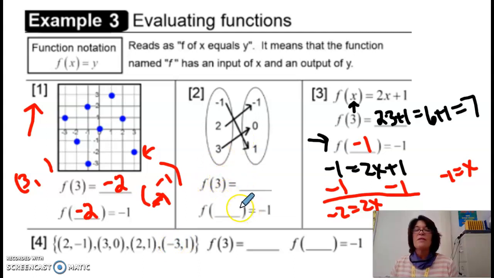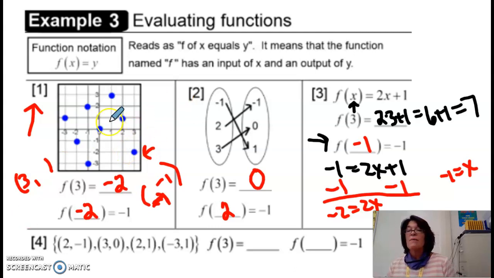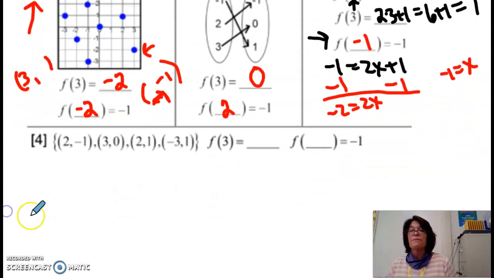Here, f of 3 means when x is 3, what's y? Well, I can see it's 0, okay? And here saying when y is -1, what's the x that goes with it? Well, that would be 2. f of 2 is -1. Okay, so with mappings, it's not too bad to see. We're used to this. We rarely do this, but I'll tell you what, it's really important as you go higher up in math to understand functional notation and how it relates to a coordinate system. How about an ordered pair?